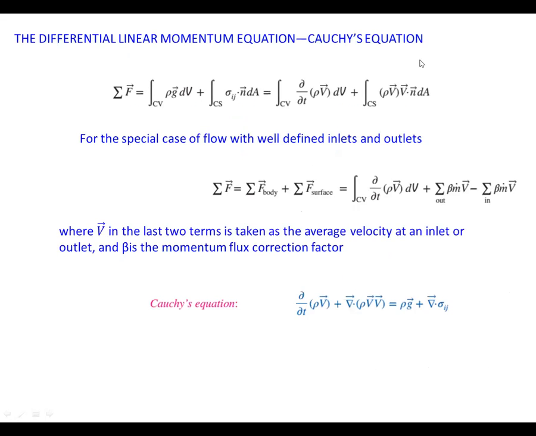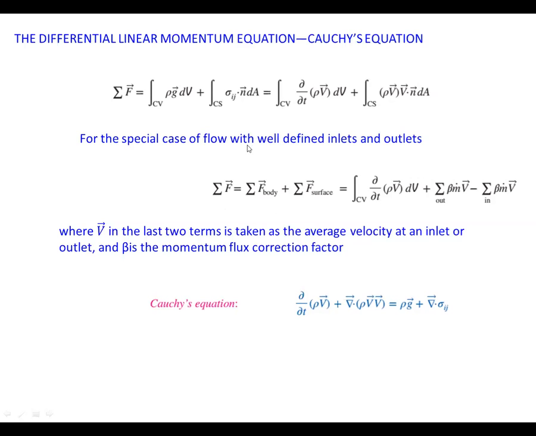The differential linear momentum equation, or Cauchy equation, is given by a force over the control volume based on the gravitational forces, then the surface forces, sigma ij. That is, here it may be sigma xy, sigma xx, sigma yy, like that. The summation of the surface forces is given by these terms. If you are representing it in vector notation, we can get this.